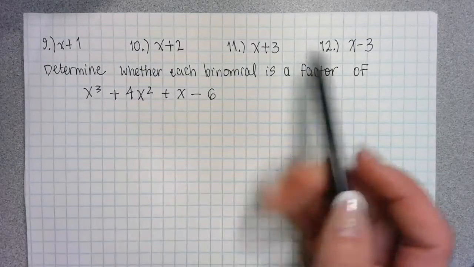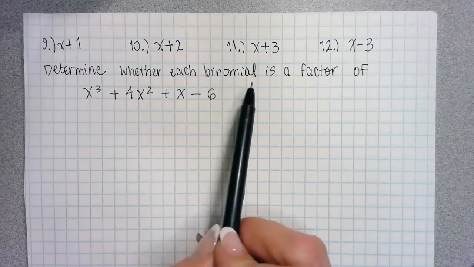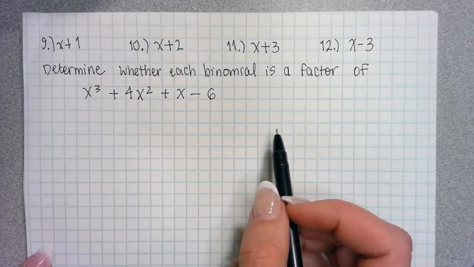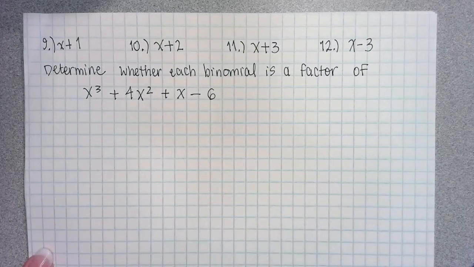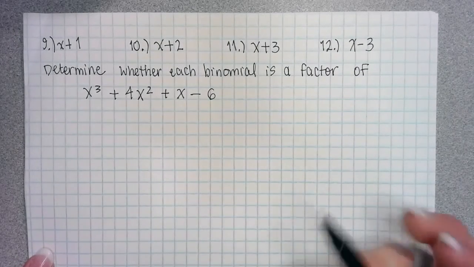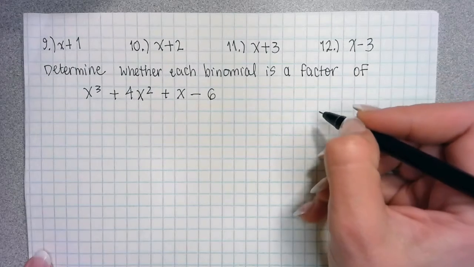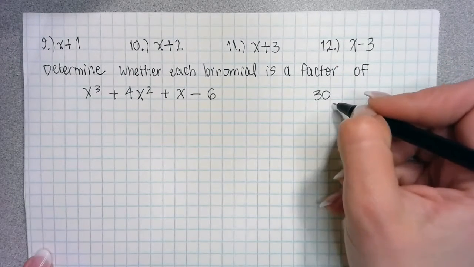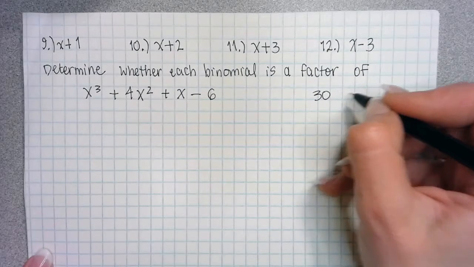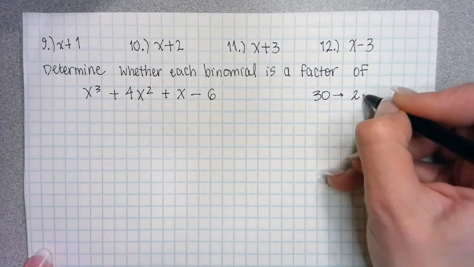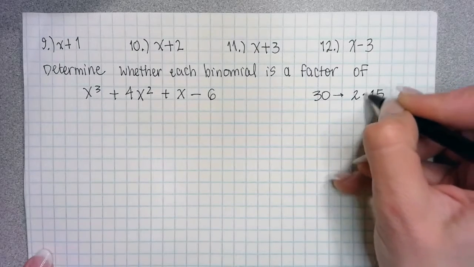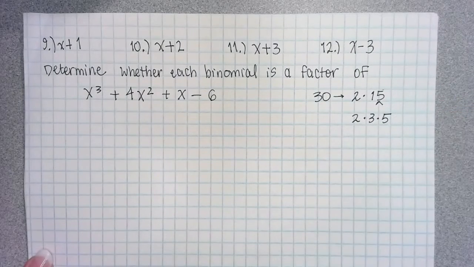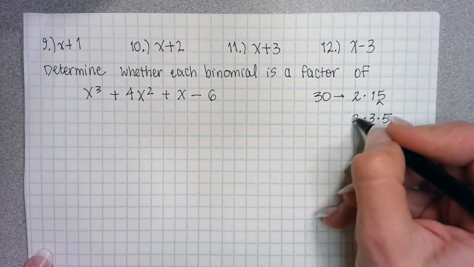Okay, for these 4 problems, we have to determine whether each binomial is a factor of this polynomial here, x cubed plus 4x squared plus x minus 6. Once you get one factor, you can get the other factors very easily. For example, if you are looking for the prime factorization of 30, as soon as you get one number to divide into 30, like 2 goes in, 2 times 15, well, 15 can now be broken down. So it's 2 times 3 times 5.